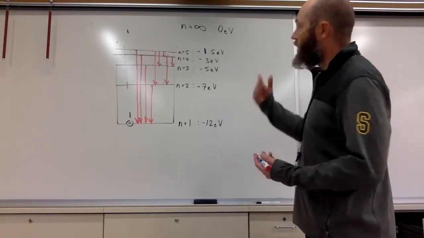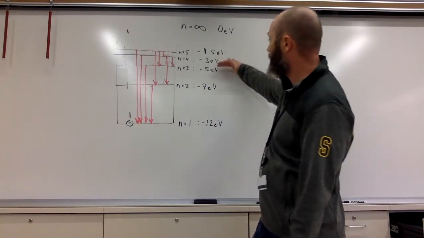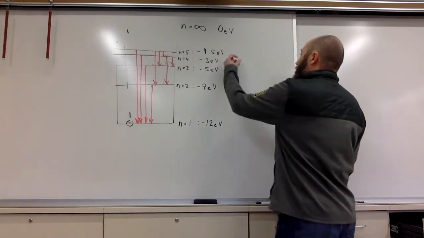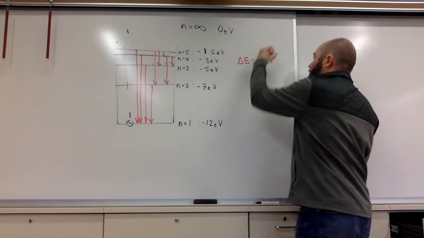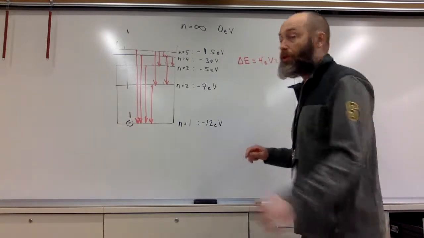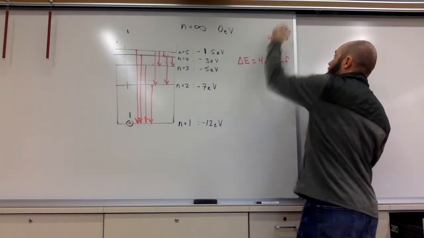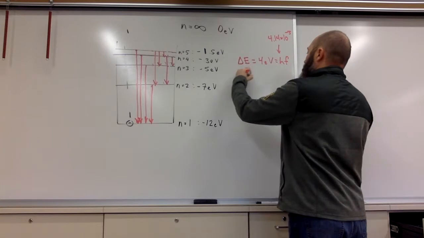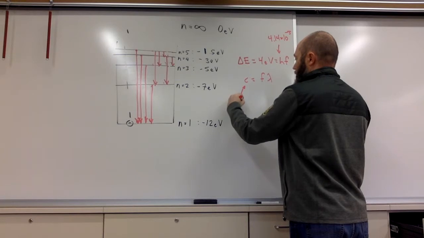So let's say you wanted to know, for the photon going from n equals 4 to 2, what the wavelength would be. To do that, you would say my change in energy is 4 eV, and that equals hf. Make sure you're using the h. That would be 4.14 times 10 to the minus 15 for Planck's constant. You could solve for f, and then you could use this equation to solve for the wavelength, where c would be the speed of light.